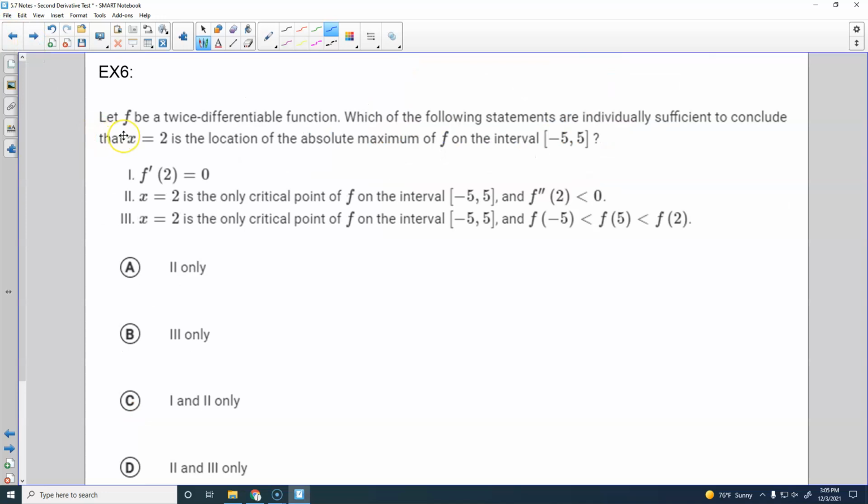Okay, last one. F is a twice differentiable function. Which of the following statements are individually sufficient to conclude that x equals 2 is the location of the absolute maximum from negative 5 to 5?